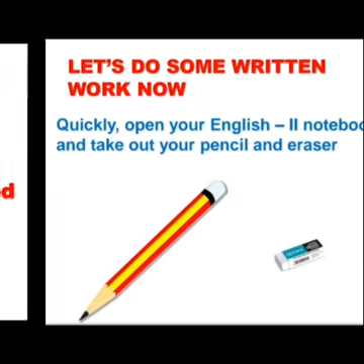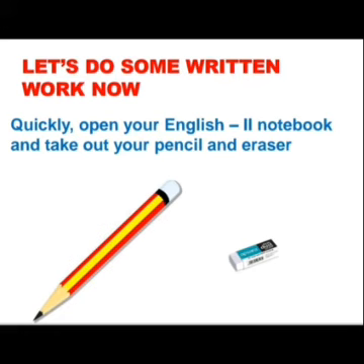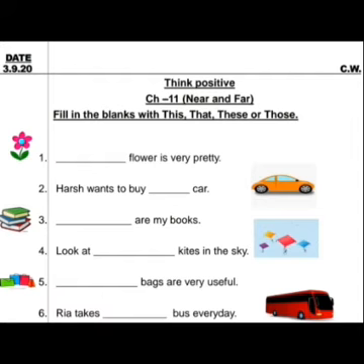Okay, dear kids? Now let's do some written work. So quickly open your English 2 notebook and take out your pencil and eraser. So what's the date today? 3rd September 2020. Classwork. Today's quotation is think positive. Now write the name of the chapter, Near and Far. Chapter 11, Near and Far.